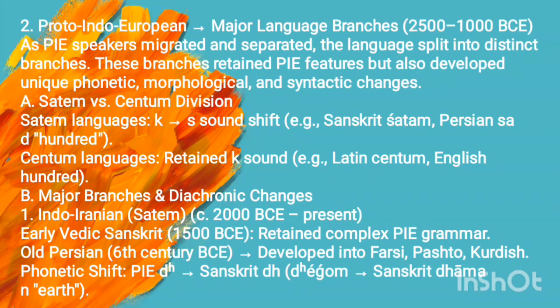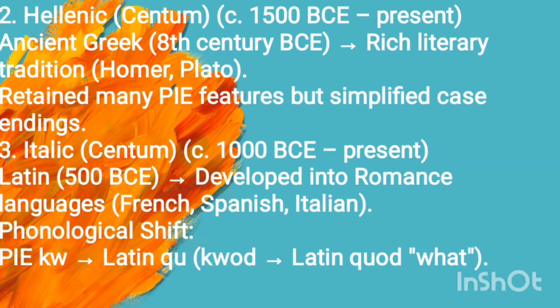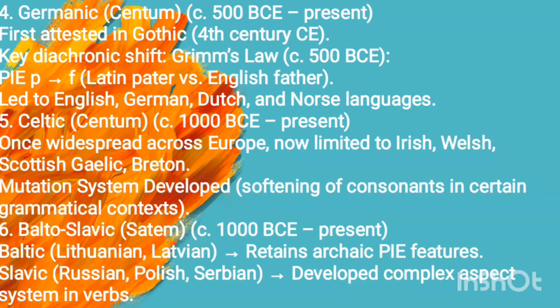In the major branches, Indo-Iranian is Satem, and it includes Pashto. Hellenic is Centum: ancient Greek evolved into modern Greek. Next, Italic is Centum: Latin developed into Romance languages, that is Spanish, French and Italian. Germanic is Centum, that is Old English, German, Dutch, Norse languages. Grimm's Law starts from 500 BCE. In PIE the P sound changed: in Latin pater, in English father.